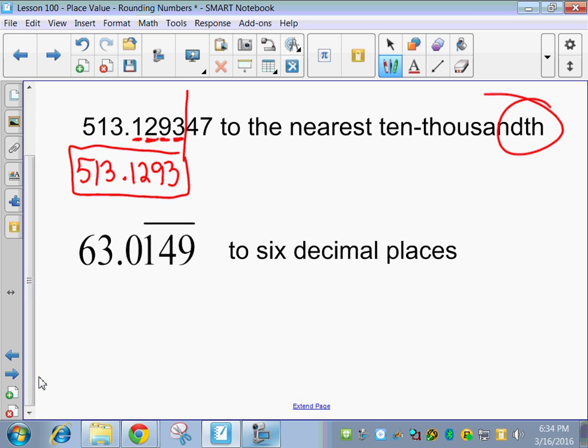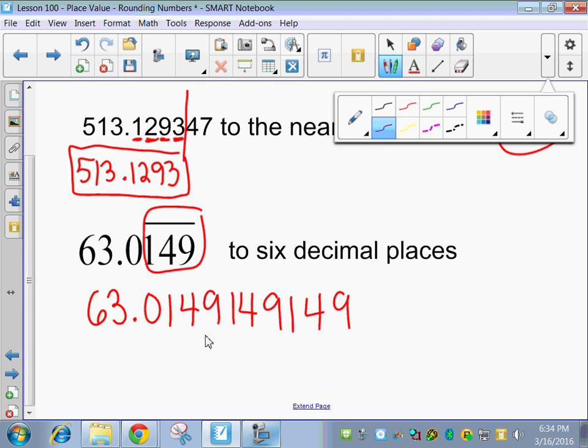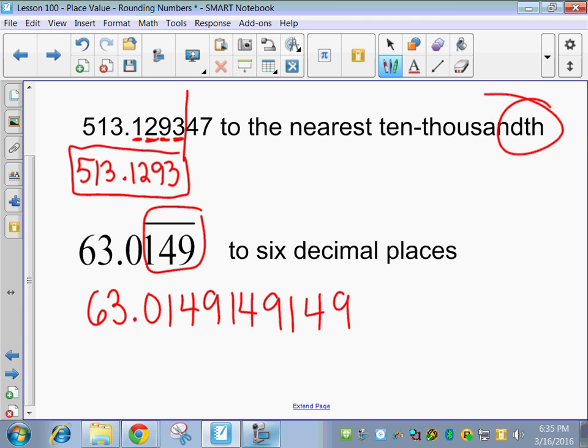Okay, what if we have a repeater? This time it just says to round to 6 decimal places. What we're going to do is take the numbers that are being repeated and just write them down a couple more times. If we need to go further, we will. Since it keeps repeating, for this one, we're rounding to 6 decimal places. That's easier than what we were doing before. We can just count them out. I have 1, 2, 3, 4, 5, 6.